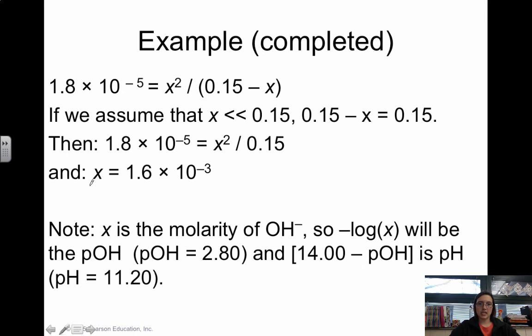Now remember what x equals. X is a molarity, and x is the molarity of OH minus. Label what this is. So this is equal to the OH minus concentration. Now if you take the negative log of this, what are you actually finding? You're finding the pOH, and pOH is equal to 2.80. Now, the problem asked for pH, so then you have to do another calculation to find pH. Make sure that you label everything that you're doing. Notice it goes through the same method, though, as using equilibrium and ice tables.